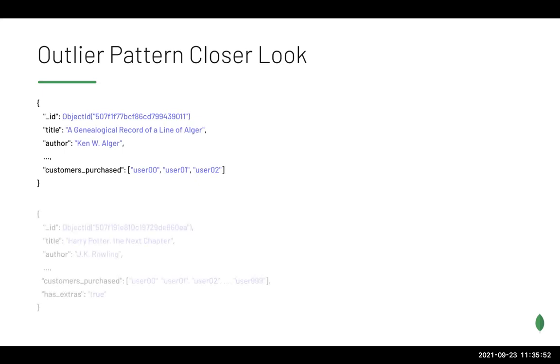Let's take a look at one of these patterns a little bit more closely. So we'll take a look at the outlier pattern. And the outlier pattern works simply like this. Let's say you have a bookstore and you want to keep track of all of the books that customers purchase, or you want to keep track of the customers that purchase a specific book.